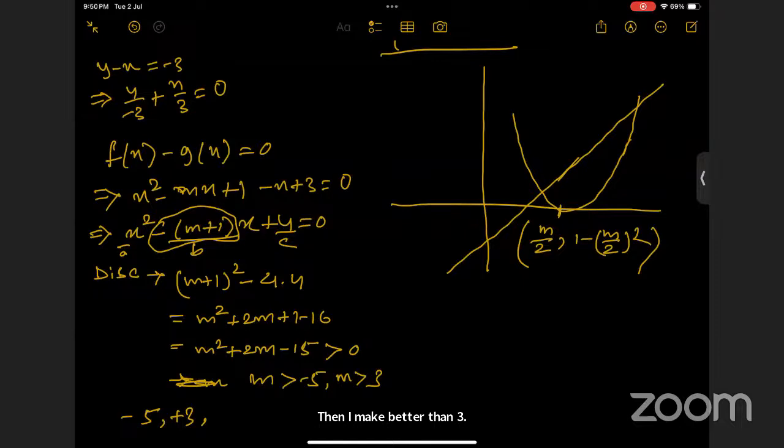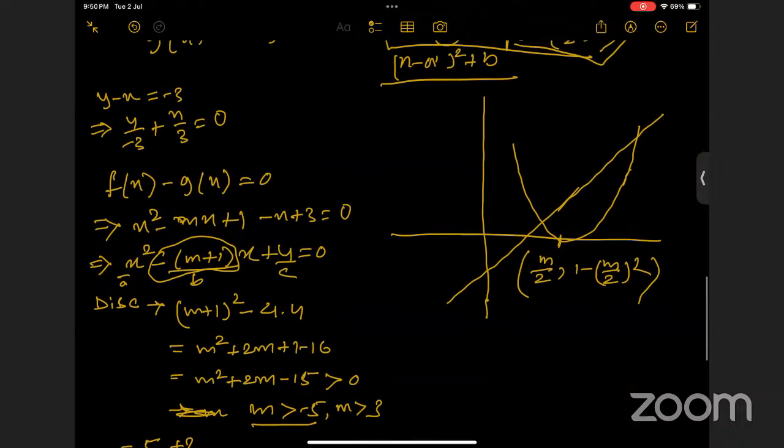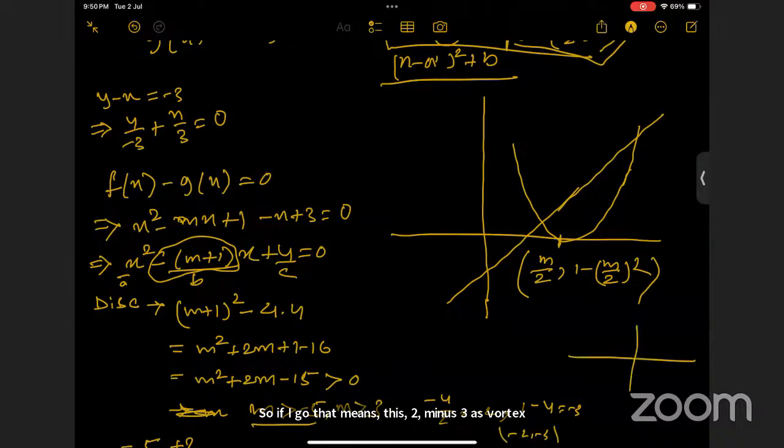So here, if we have m greater than minus 5, then what can we say about the figure? Here, if we take minus 4 by 2, minus 2, and it will be 1 minus 4 by 2, that means 2 minus 4 is minus 2. So minus 2, minus 2 as vertex. So it will be something like that. And this line will be.